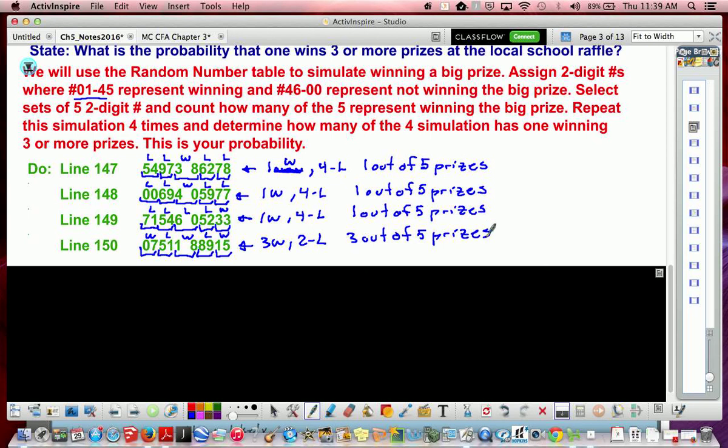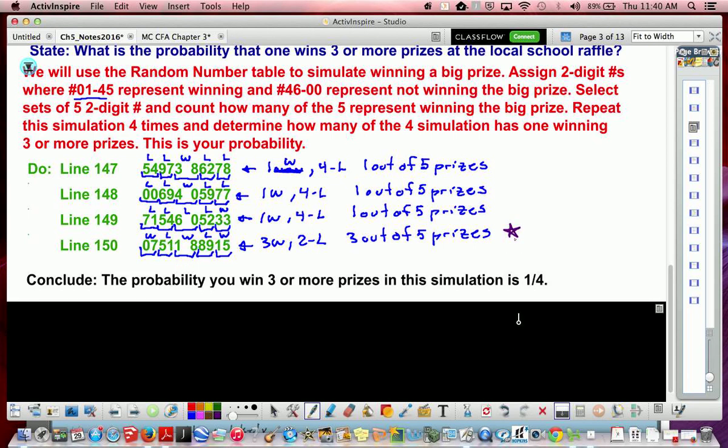So when I'm looking at my final solution, I need to calculate my probability. This is the only one of the 4 that actually meets what I'm looking for. So what's my probability? Kind of almost gave it away. How many out of 4? Really? 1. Thank you. So the probability that you win 3 or more prizes in this simulation is 1 out of 4.